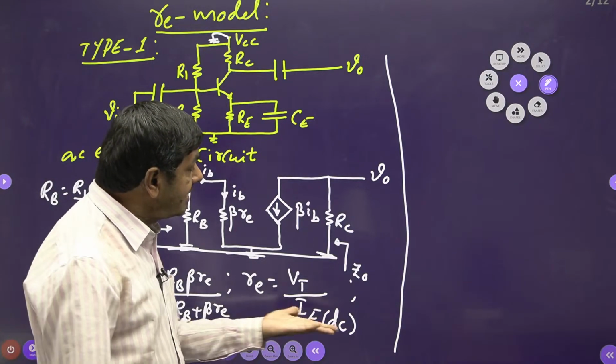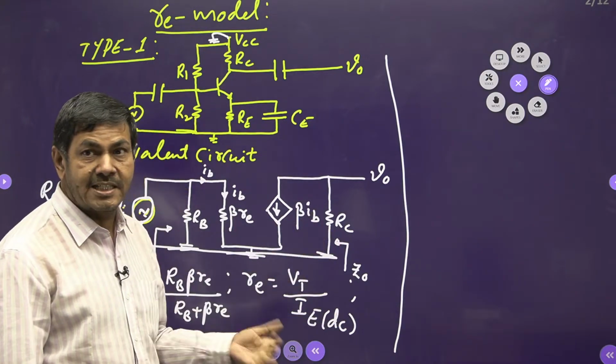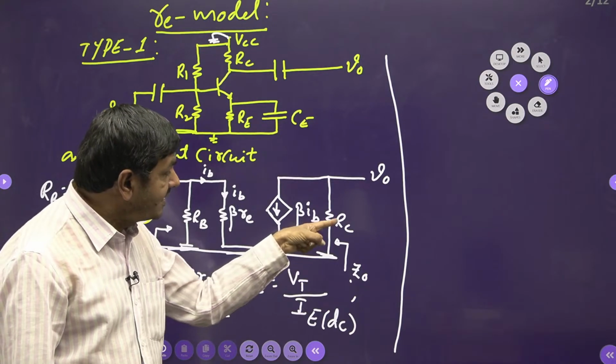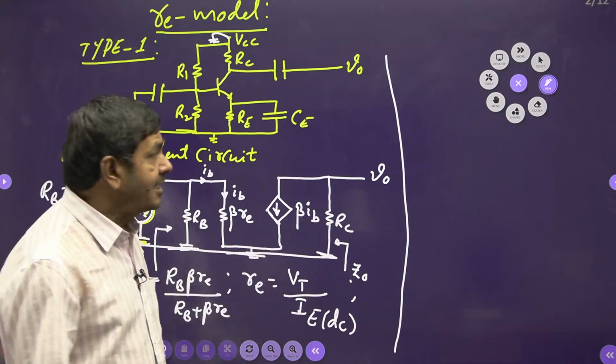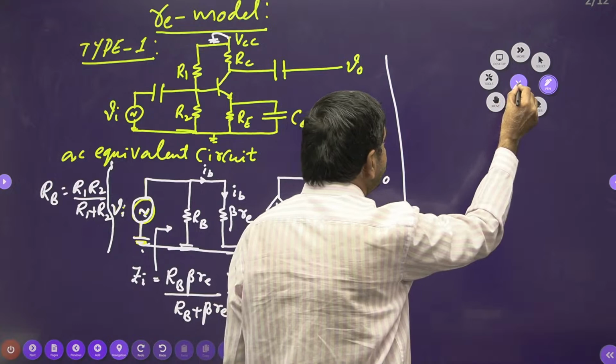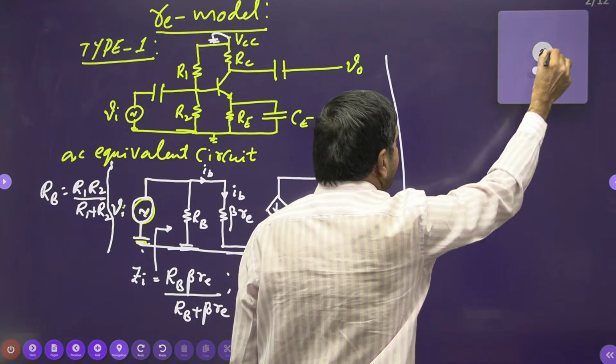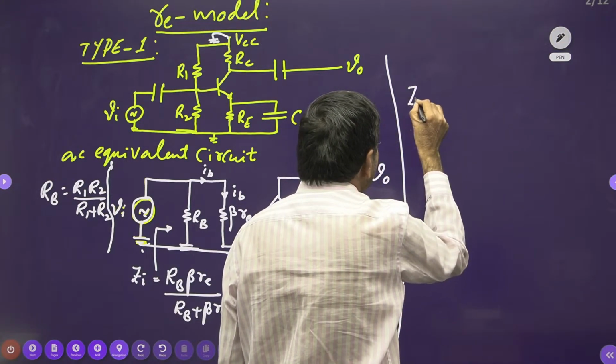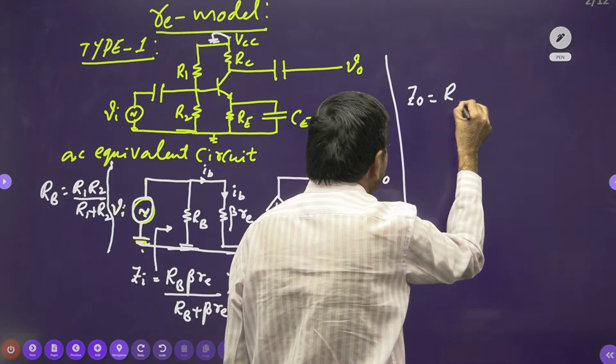Still, what is left in the network? What resistance is left? Only RC is left. That is why we can write directly that Z naught is calculated by the RC value only.